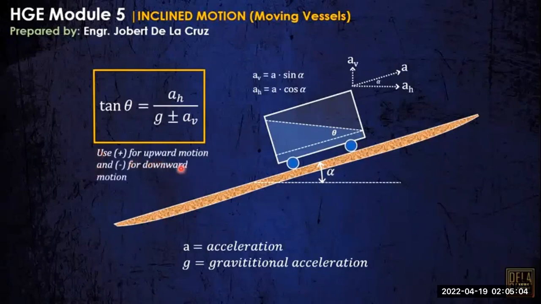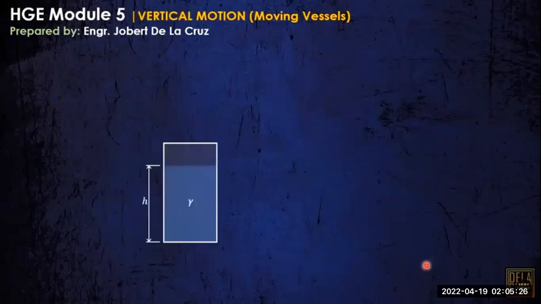Okay, so we have notations here or important notes para hindi tayo magkamali sa ating sagot. So use plus here in the plus or minus sign. Use plus for upward motion. That means going up, no? And negative for downward motion if the vessel is moving down. Okay? Okay. Now we have also the vertical motion.